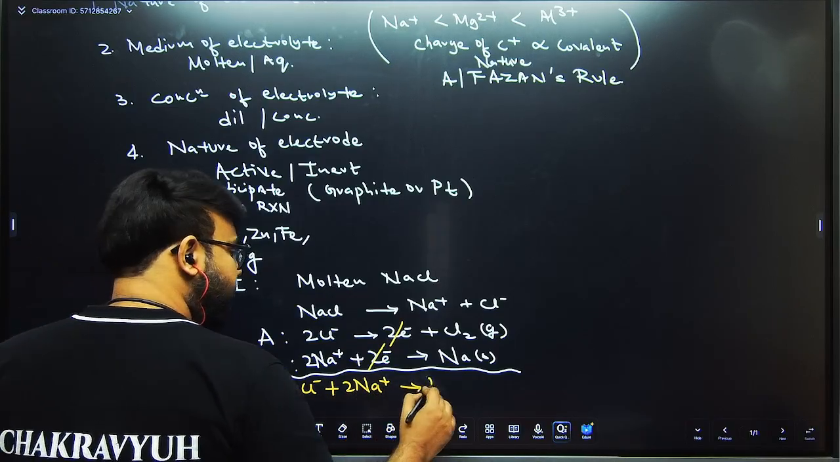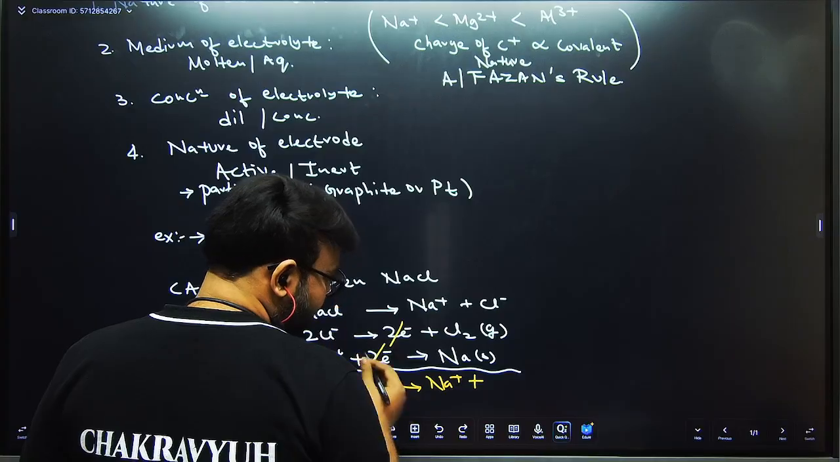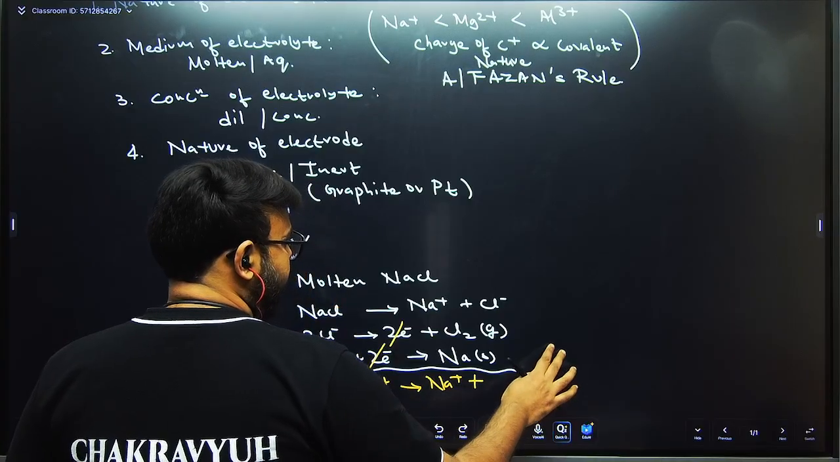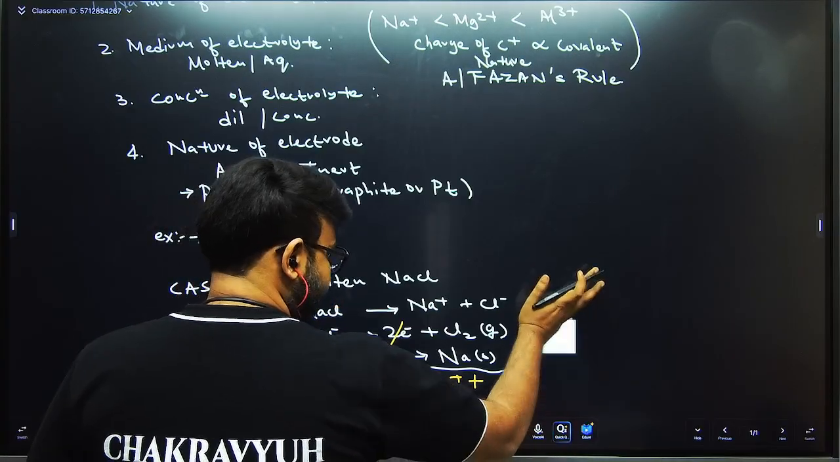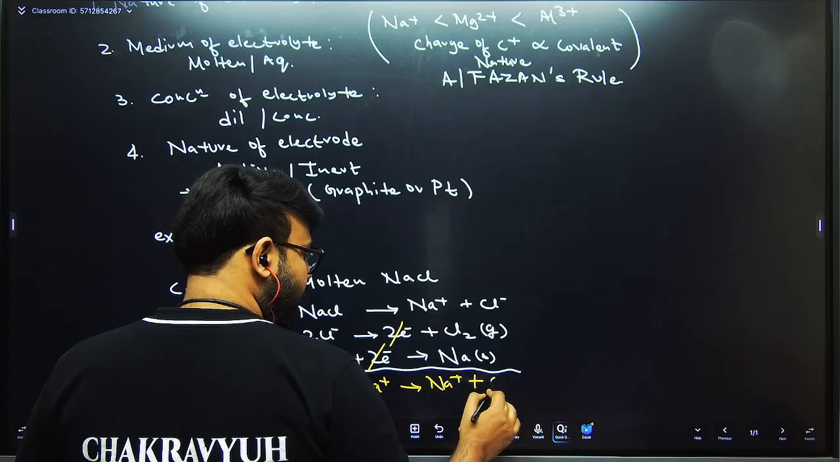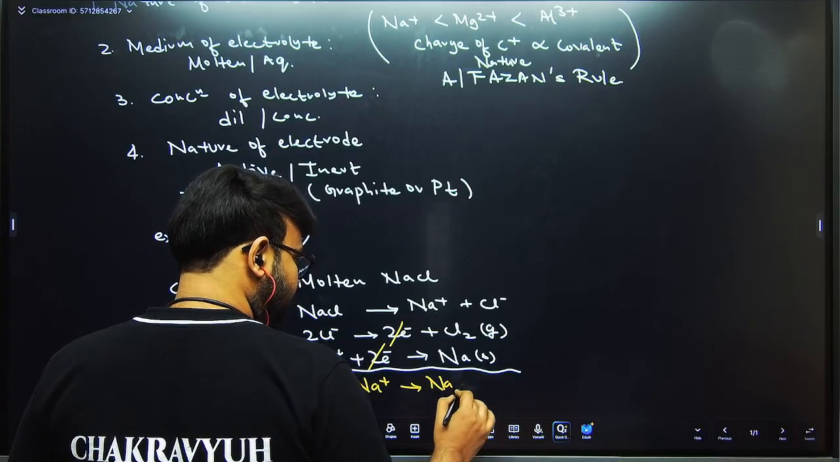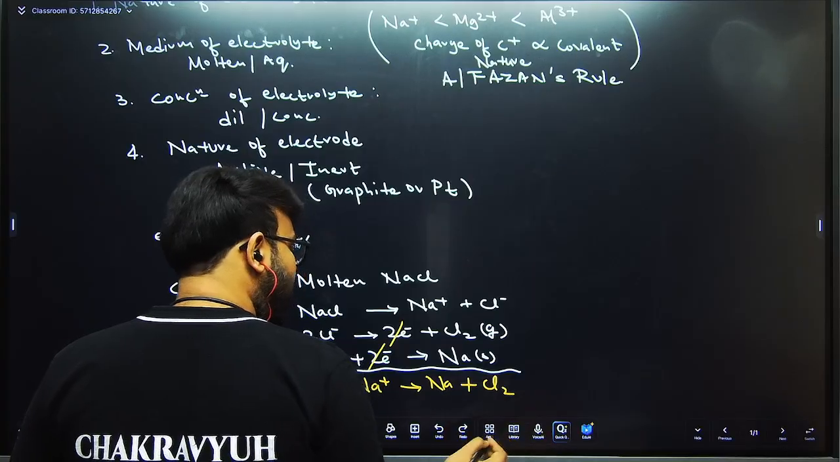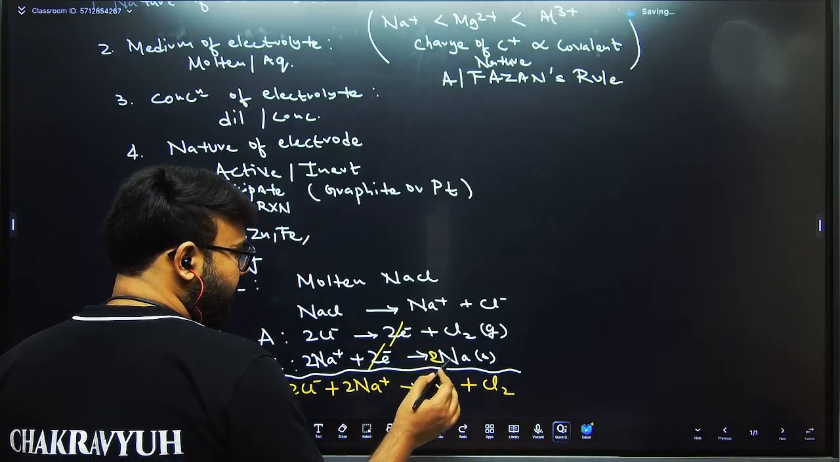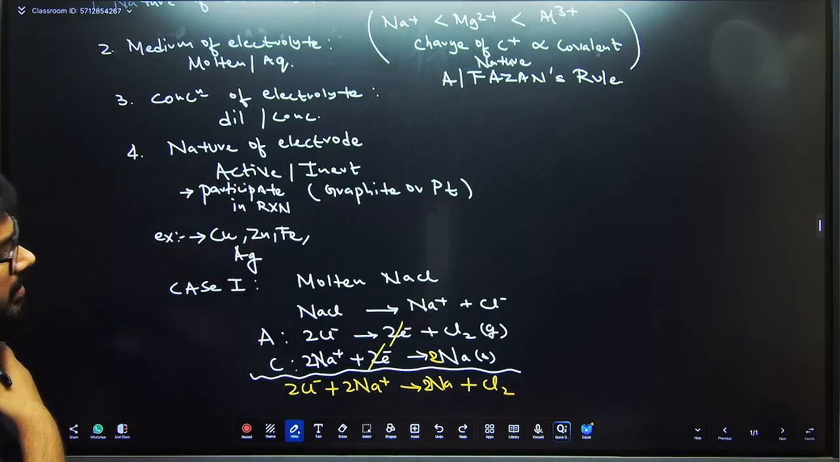It gives Na plus Cl2. It's just Na and Cl2. Plus, it's not balanced. It should be 2Na. Now it's fine. Is everyone clear?